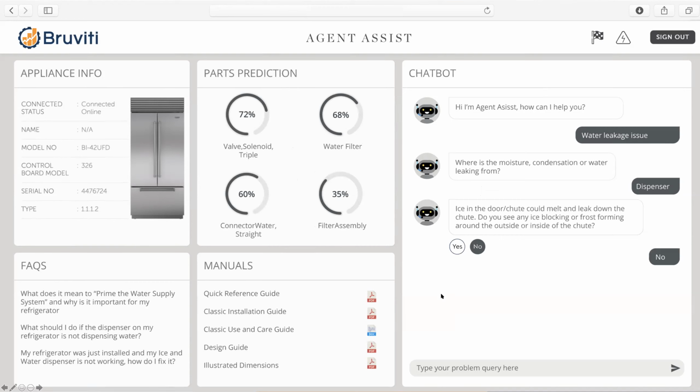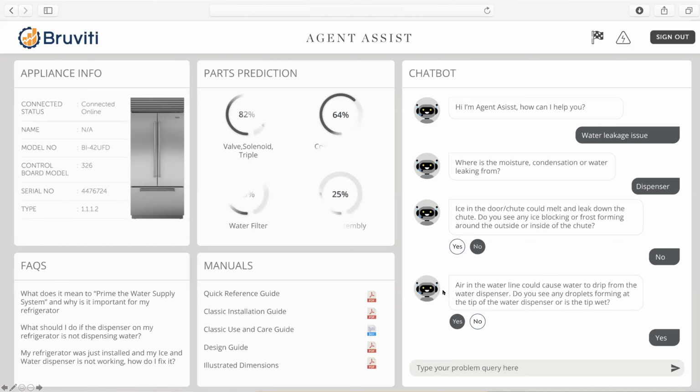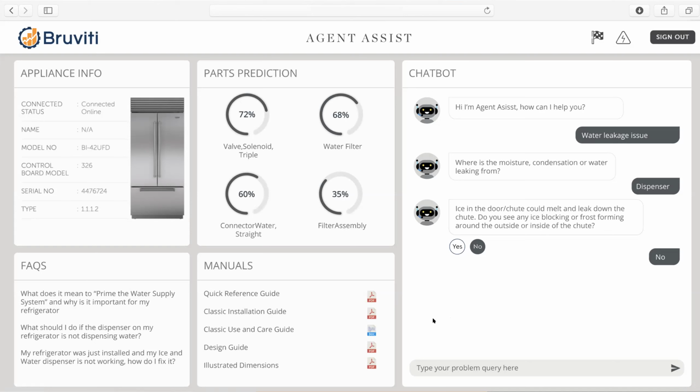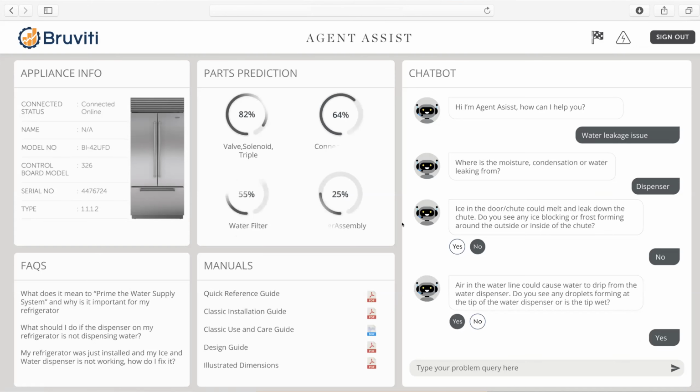Then there's a further question to get more detail about where the leak is coming from: air in the water line could cause water to drip from the water dispenser. Do you see droplets forming at the tip of the water dispenser? The answer in this case is yes. And that yes answer, again, changes the dynamic of the percentages of likelihood that that particular part is needed to address or solve this problem.